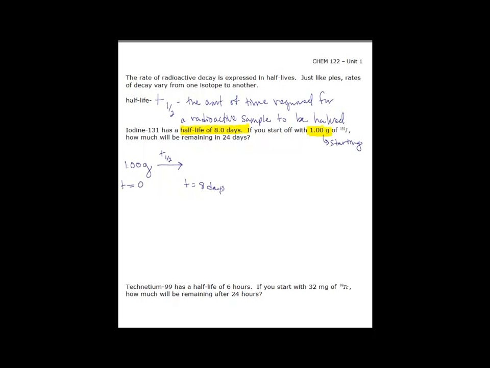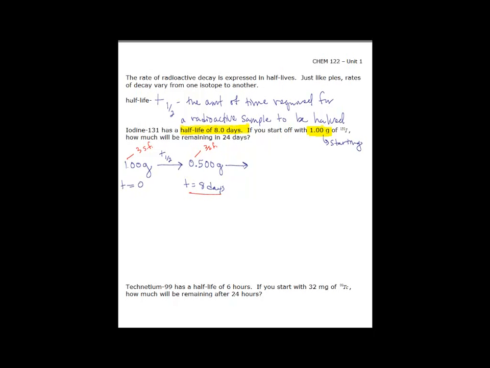Now the half-life is the amount of time required for the sample to be halved. So what is half of 1? Well, it's 0.5. Now this number here has 3 sig figs, so this one should have 3 sig figs as well, so 0.500 grams. Now the question asks us how much will be remaining in 24 days. So 24 days is what we want to get to. So we're not quite to 24 days, we have to keep going.